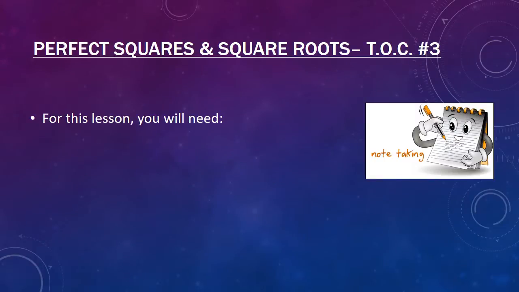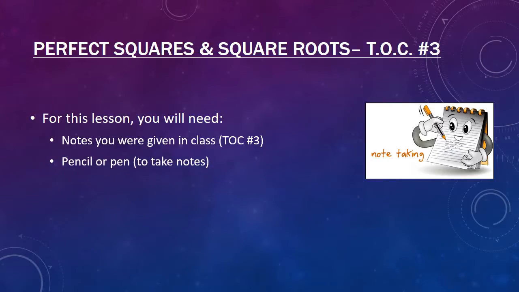For today's lesson, you will need the notes you were given in class. Look for TOC number 3. It will say Perfect Squares and Square Roots at the top. You'll also need a pencil or pen to take notes, and something with color just so you can add some interest in your note-taking and for some of the things we're going to be doing.